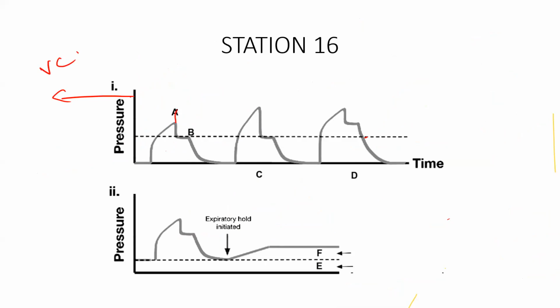What does the point A denote? Peak inspiratory pressure. What does the point B denote? Plateau pressure. What is this point? That is going to be the baseline. Here the PEEP is zero. Excellent. Very good.